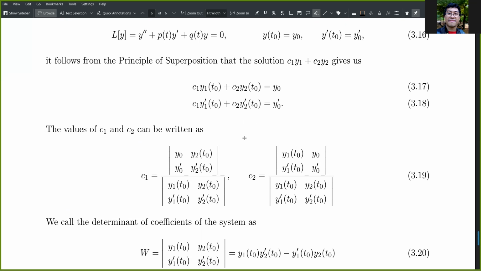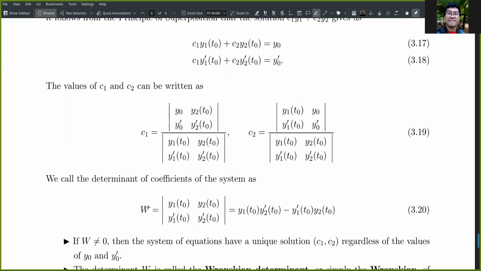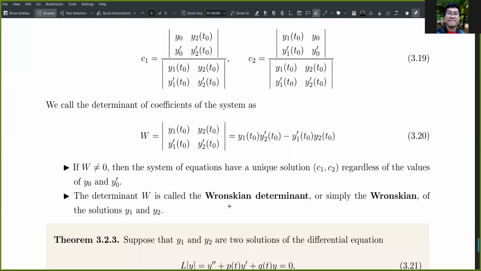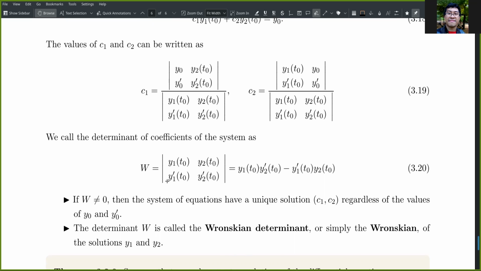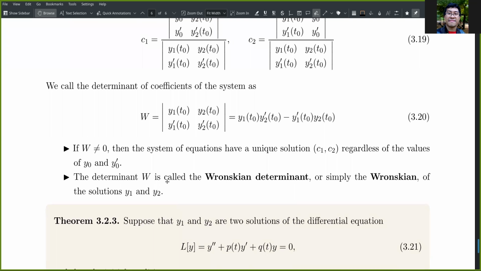In the denominator, we have the coefficients of the system, y1, y1 prime, y2, y2 prime. In the numerator, we replace the first column, since we're looking for C1. And since we're looking for C2, we change the second column with y sub 0 and y sub 0 prime. Let's call the determinant of the coefficients of the system W. The determinant is given by this expression. If the denominator is not 0, then the solution exists, and we have a unique solution for C1 and C2, regardless of the values of y0 and y0 prime. This determinant W we call the Wronskian determinant, or simply the Wronskian of the solutions y1 and y2.